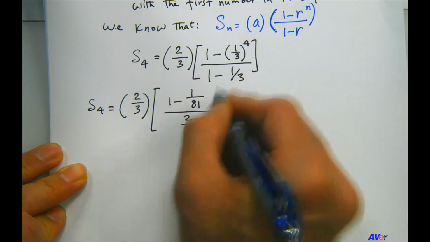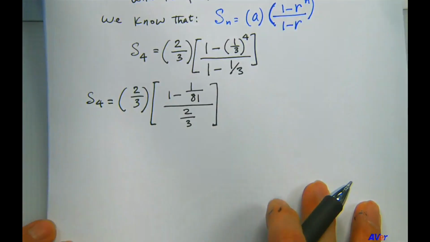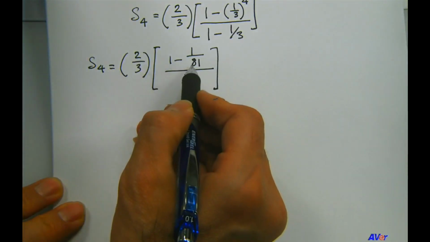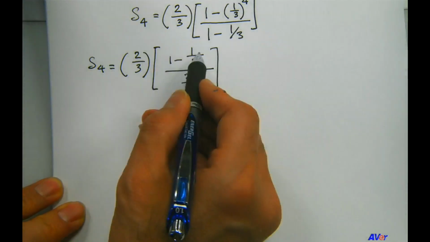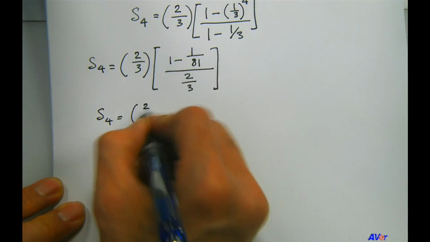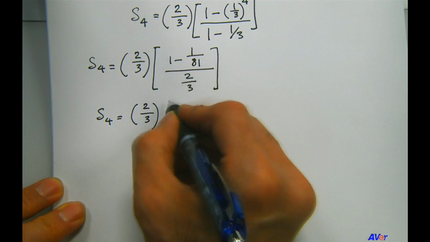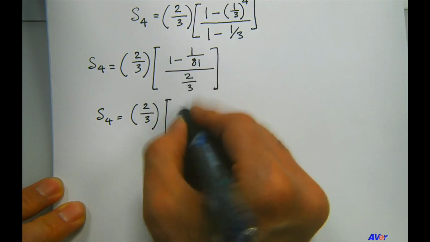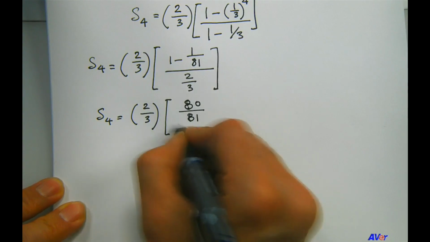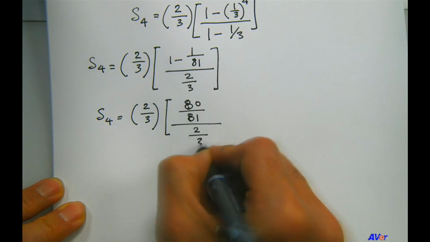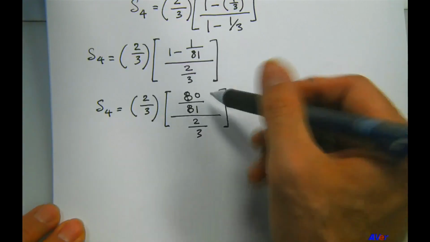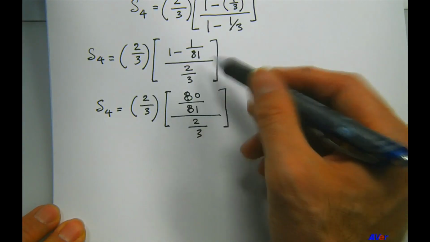So 2/3. Okay. So we need to simplify the numerator there a little bit. So take the common denominator, 81. 81 minus 1 is 80 over 81. So S4 is 2/3 times 80 over 81 over 2 over 3. If some of you might have questions, how did we get the 80 over 81 and 2/3?